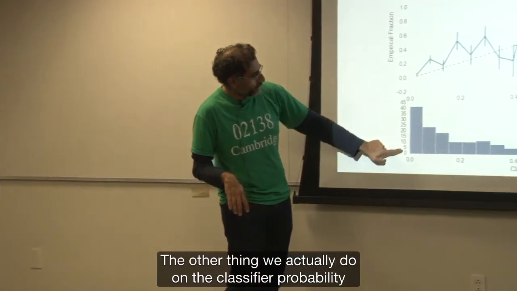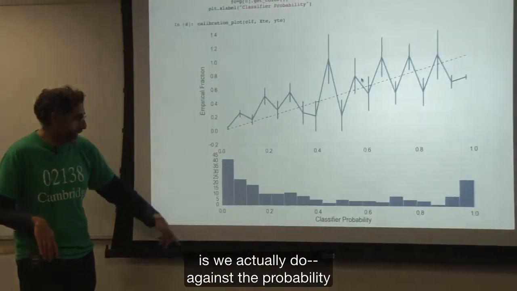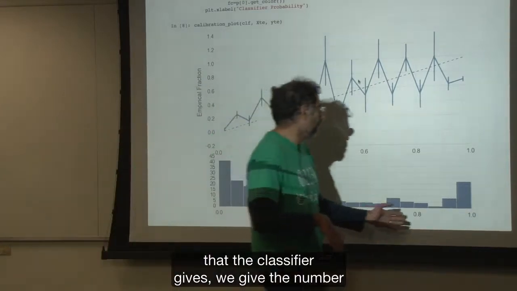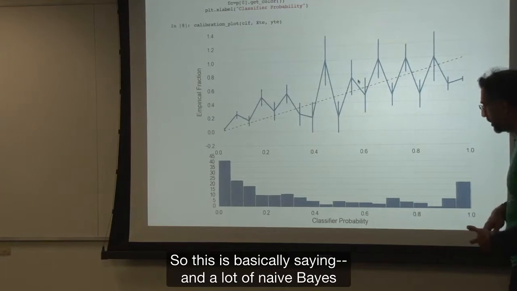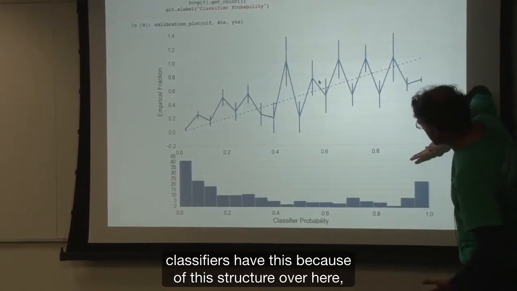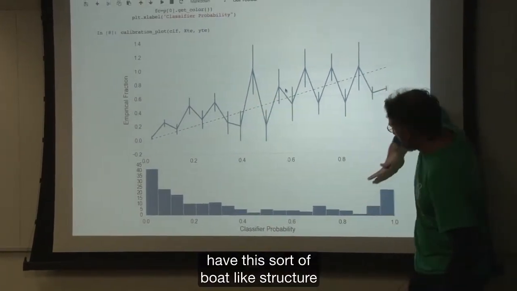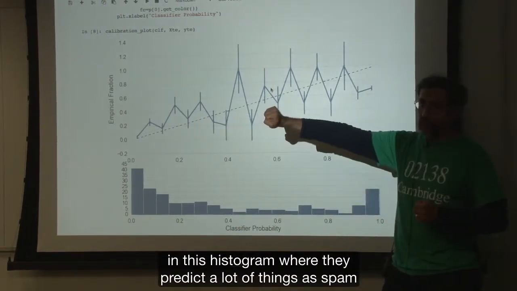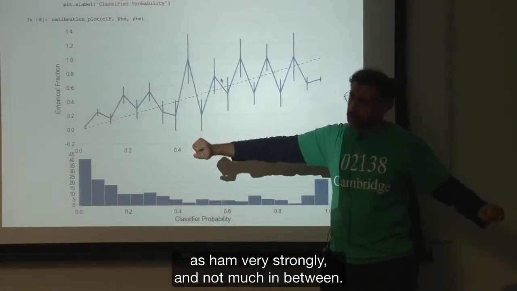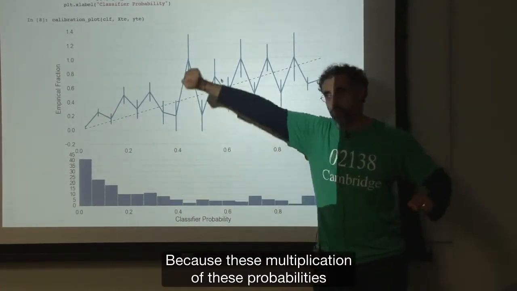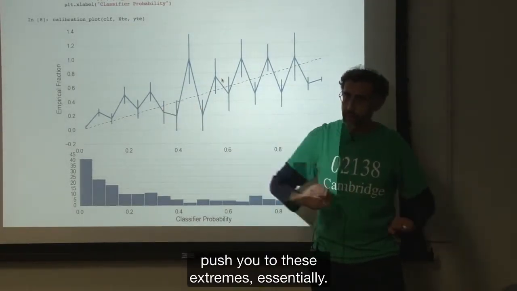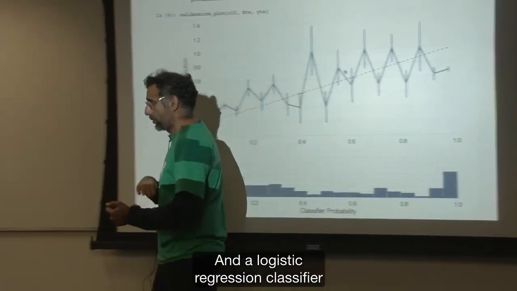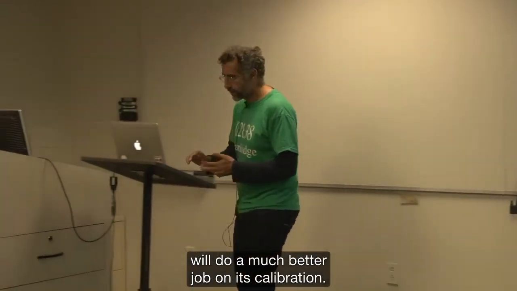The other thing we do on the classifier probability is plot, against the probability the classifier gives, the number of samples which are there. A lot of naive Bayes classifiers, because of this structure, have this sort of boat-like structure in this histogram, where they predict a lot of things as spam very strongly and a lot of things as ham very strongly, and not much in between, because the multiplication of these probabilities pushes you to these extremes. So this is kind of a telltale sign of a naive Bayes classifier, and the logistic regression classifier will do a much better job on its calibration.